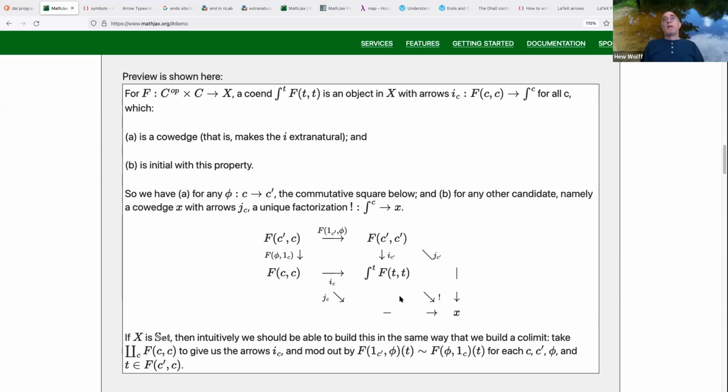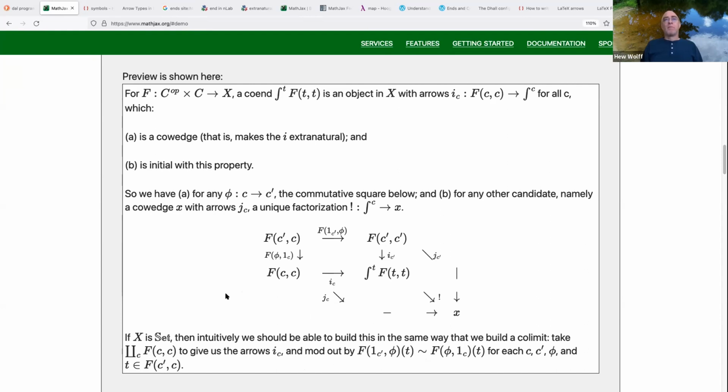And that also tends to clarify something that I read in the nLab, which is they said, if you want to construct this coend, it's basically a coproduct modded out by an appropriate equivalence relation. And that actually looks pretty clear to me from this diagram. So it's a coproduct of all of the FCCs, except that you also have to make it a co-wedge, so it has to satisfy this.